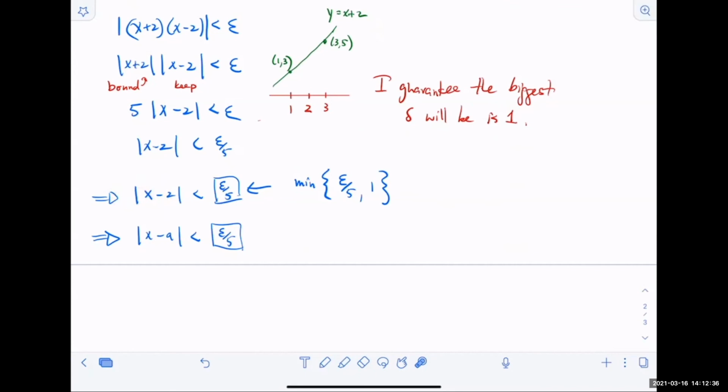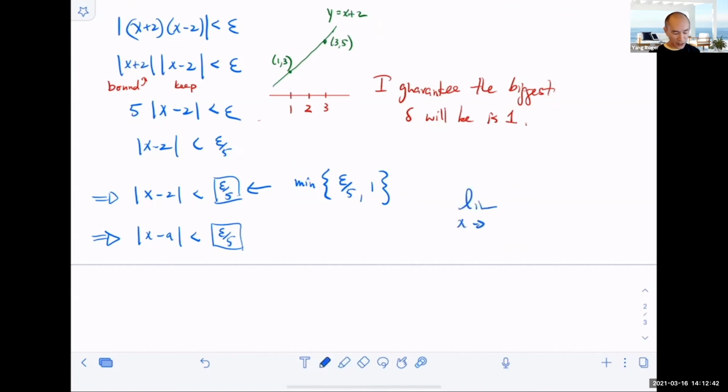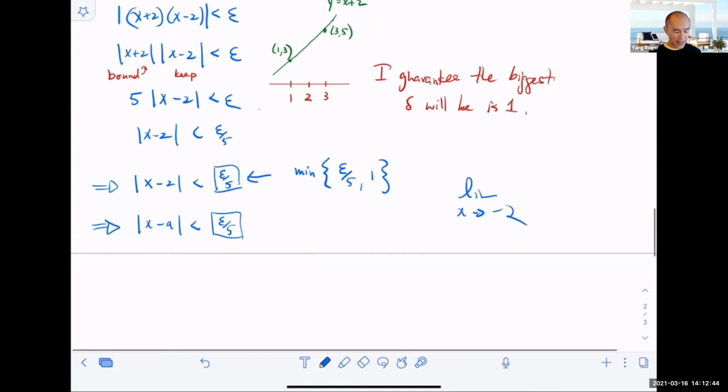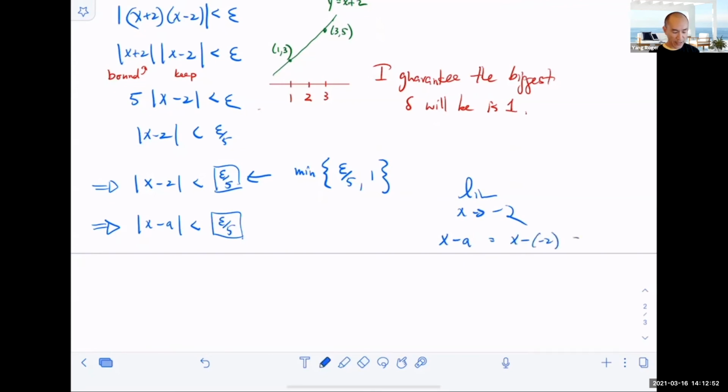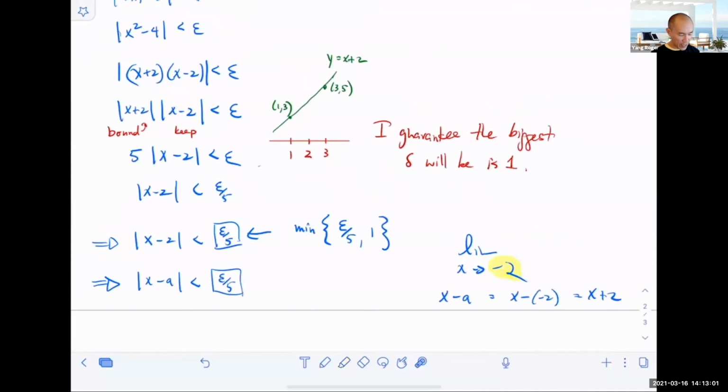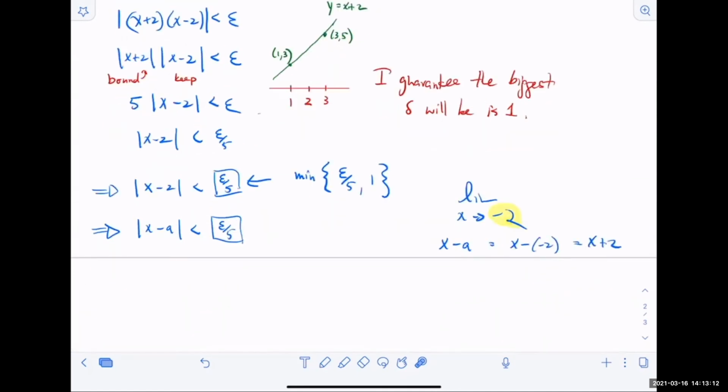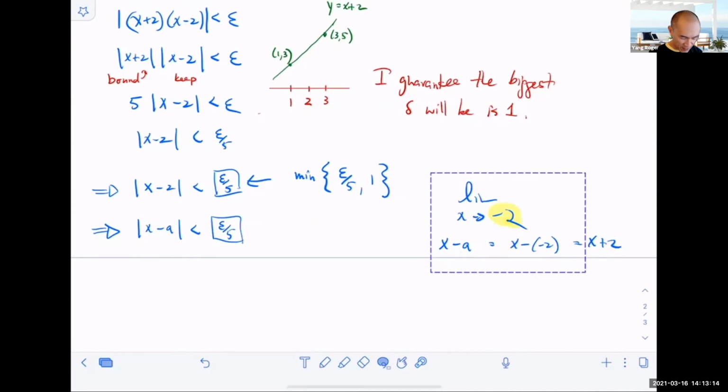Okay, I see. So if this question instead was the limit as x went to -2, then in that case, x minus a would equal x minus -2, which would be x plus 2. So if they change the limit to go to -2, I'm no longer keeping this one. I want to keep this one, and I want to bound the other one. Does that make sense? Yeah, thank you. No worries. I'm going to erase this part in case someone gets confused when they look at it later.